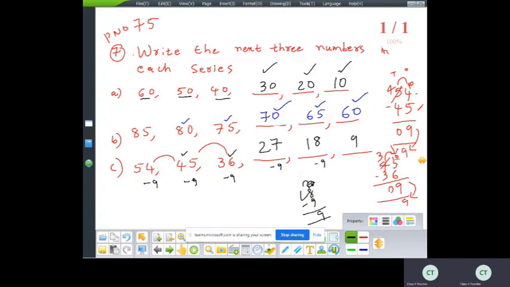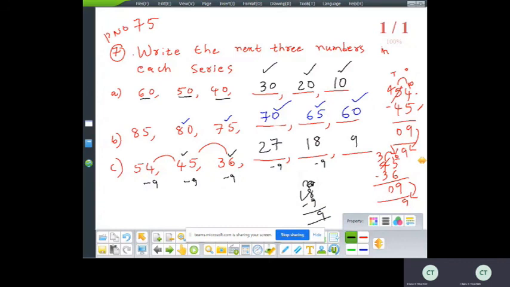In question C, every number is decreased by 9. We subtract 9 from every number, we get the next number. 54 minus 9 is 45. 45 minus 9 is 36. 36 minus 9 is 27. 27 minus 9 is 18. 18 minus 9 is 9. Okay children, this is question number 7 from page number 75.